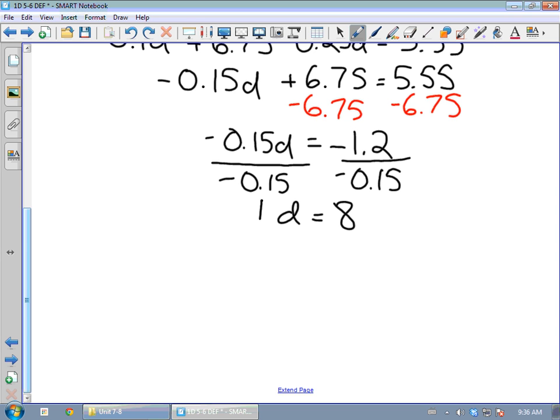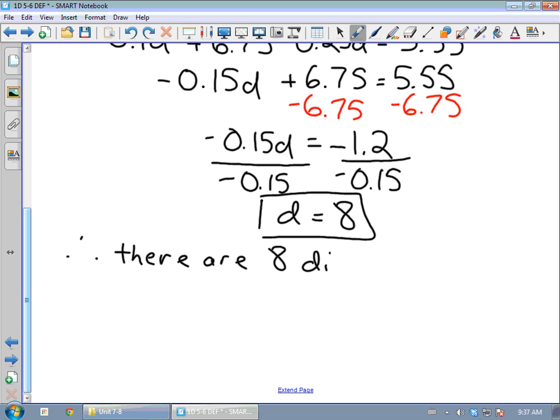So D equals 8. Now, we go back to the original question. Do we need to find the number of quarters? No, we just need to know how many dimes there are. D represents the number of dimes, so we're done. There are 8 dimes. Nice concluding statement, and we are done.